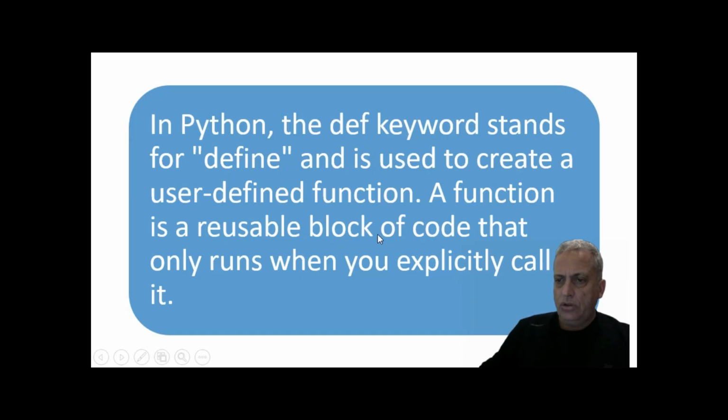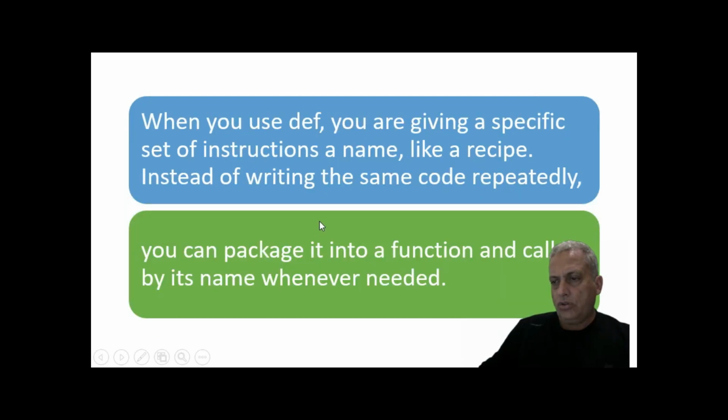You can use a block a lot of times, so you don't waste time creating again what you use a lot of times in the same program. You use def to create a key that repeats what you wrote before. When you use def, you give a specific set of instructions a name, like a recipe, instead of writing the same code repeatedly.